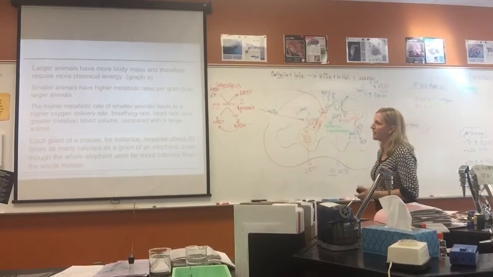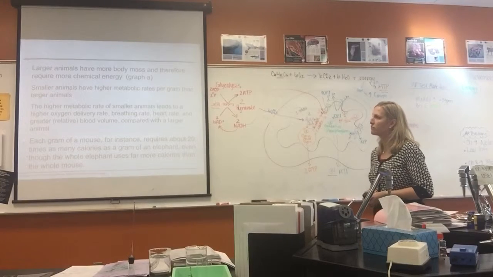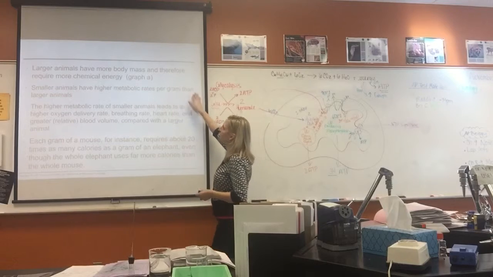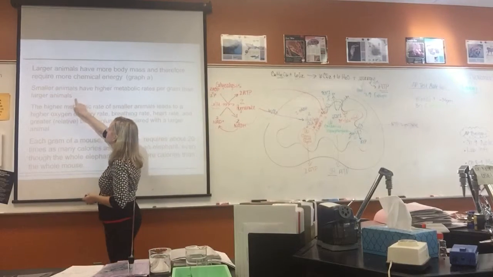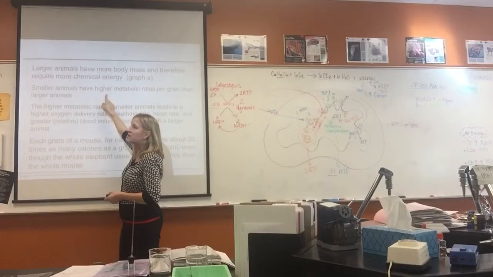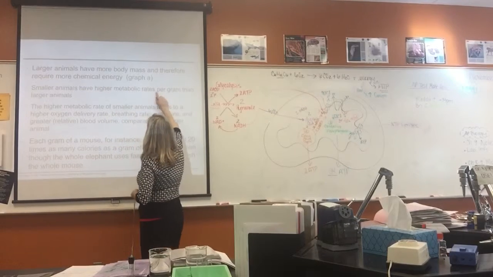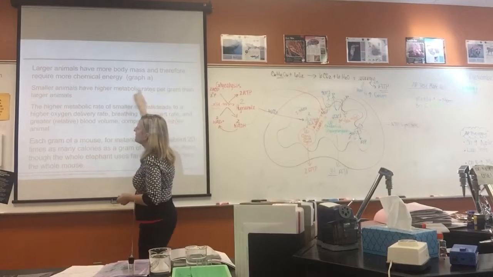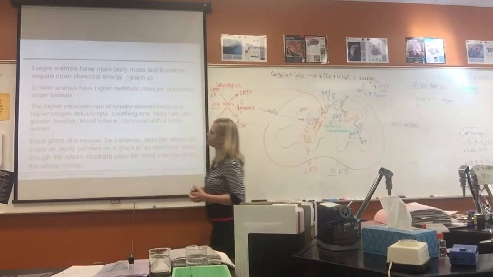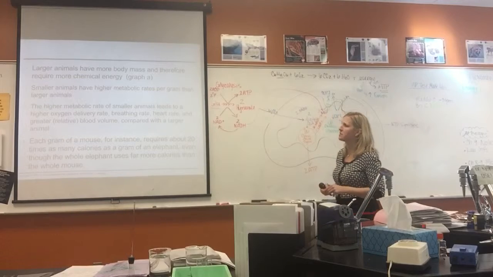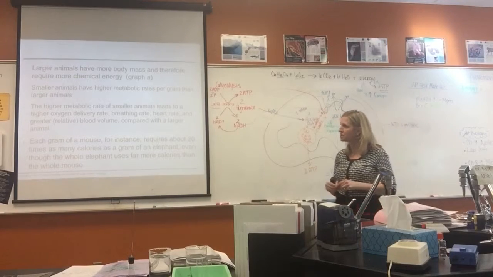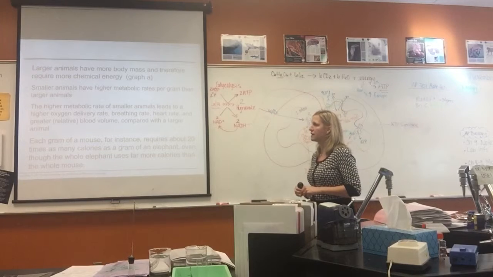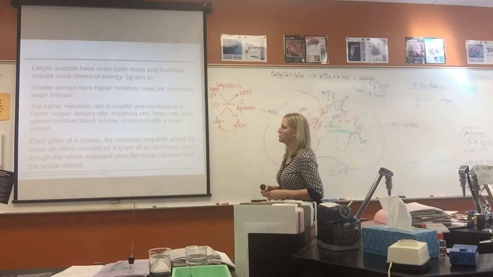So that's like in graph A. The smaller animals have higher metabolic rates per gram than larger animals. And we can put in parentheses here, that's graph B, what graph B is showing you. The key here is per gram. That's the key word here, higher metabolic rates per gram than larger animals. That's graph B. The higher metabolic rate of smaller animals leads to a higher oxygen delivery rate, a higher breathing rate, heart rate, greater blood volume compared with the larger animal.